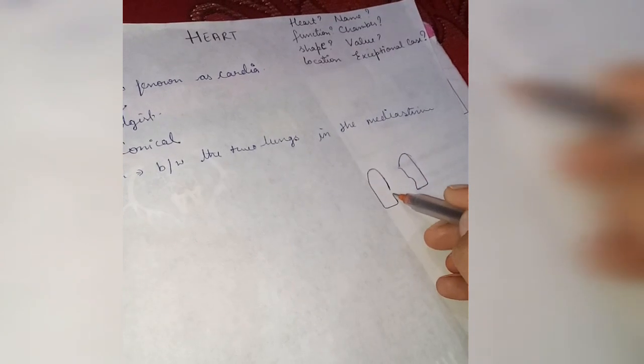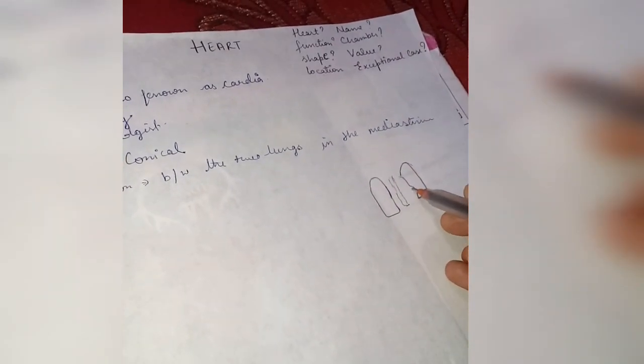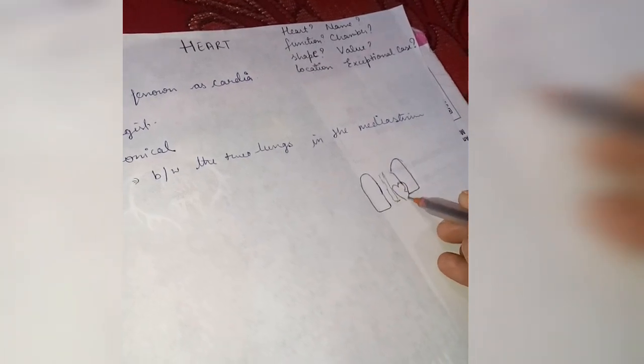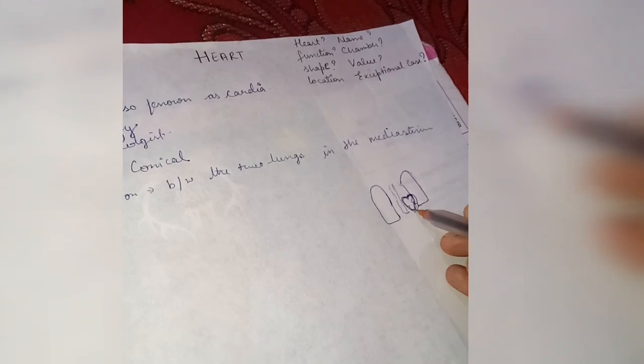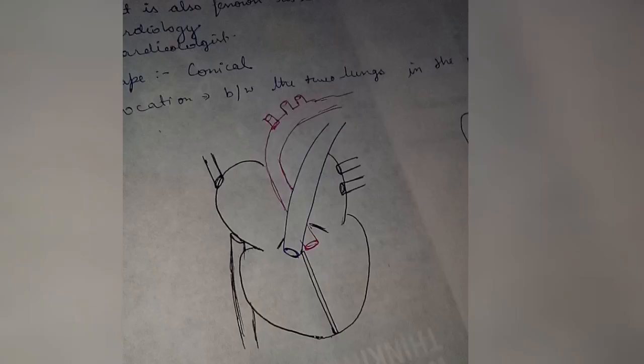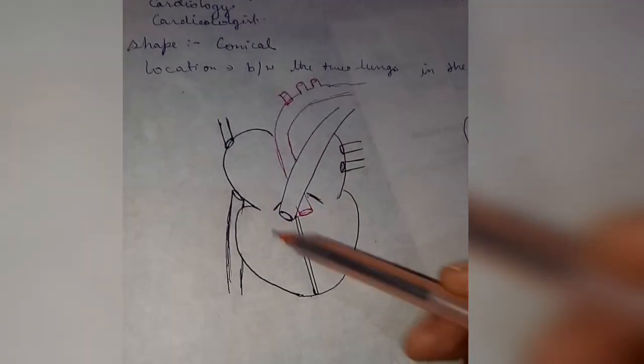These are the two beautiful lungs, and this is the mediastinum, and here the cardia or the heart is present. So this is the shape of the heart.